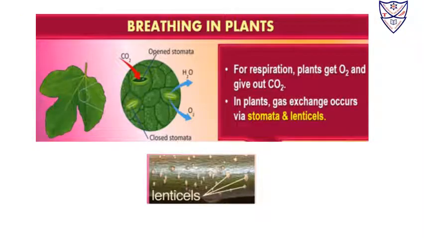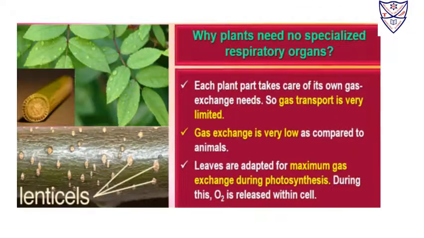So in plants, oxygen and CO2 are taken in and given out. This happens with the help of stomata. Stomata are small openings which are surrounded by the guard cells, and lenticels. One difference that we notice, plants do not have any specialized respiratory organs like humans. We humans, for example, have lungs. So why is it that they don't need any specialized respiratory organs? This is because each plant part takes care of its own gaseous exchange need.